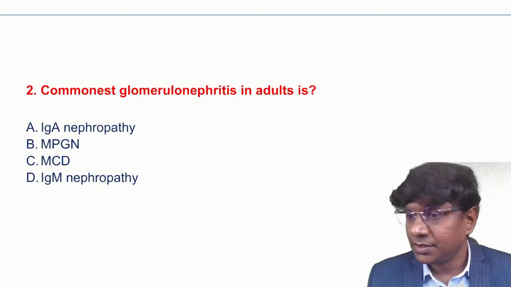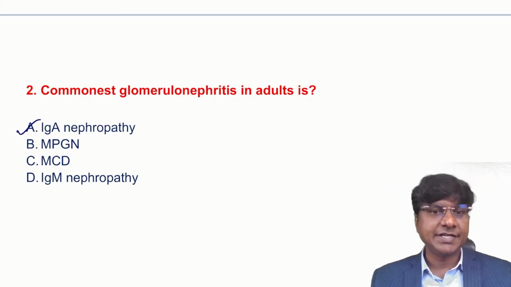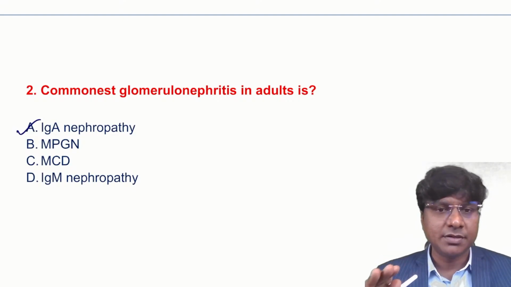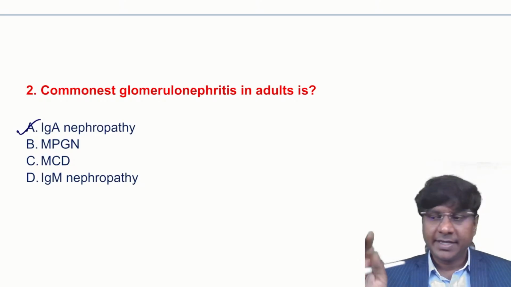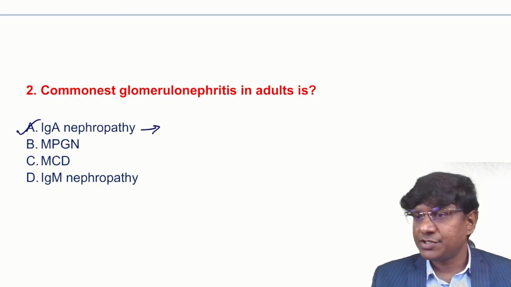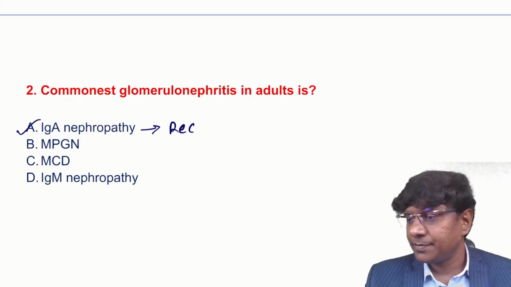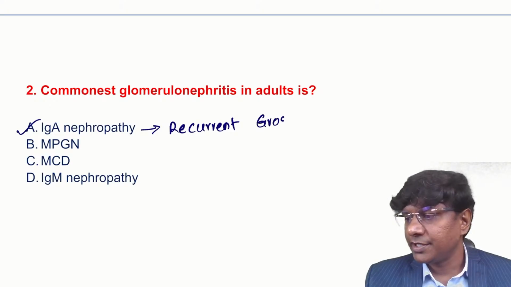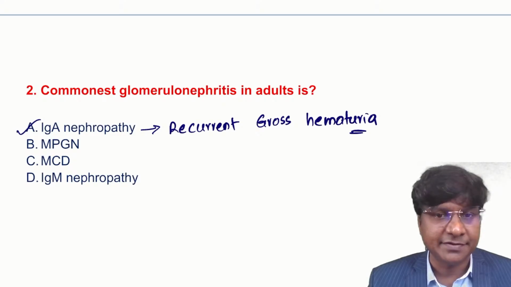Very good, Hamna. That is IgA nephropathy. This is the most common primary glomerulonephritis in adults worldwide. What will be the presentation in patients with IgA nephropathy? The presentation will be recurrent gross hematuria. IgA nephropathy is one of the common causes of recurrent gross hematuria.